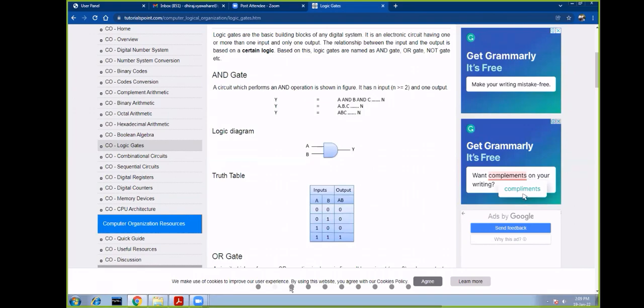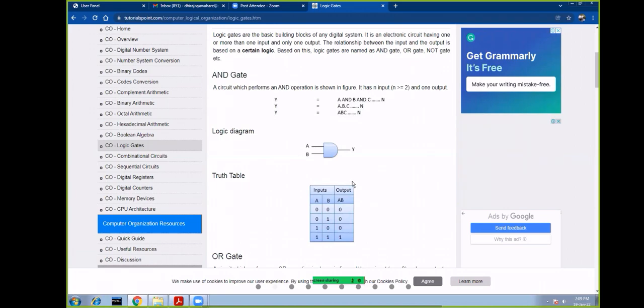That means in an AND gate, each and every condition has to be satisfied. If both the inputs are 1, then the output will be 1. Otherwise not. Okay. So this table here is called a truth table.